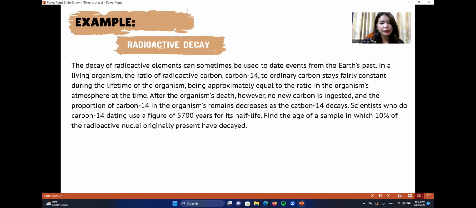Scientists who do carbon-14 dating use a figure of 5,700 years for its half-life. And this example wants us to find the age of the sample in which 10% of the radioactive nuclei originally present have decayed.